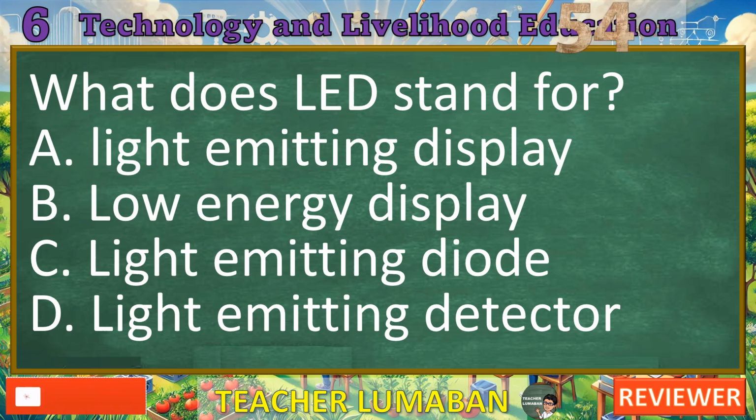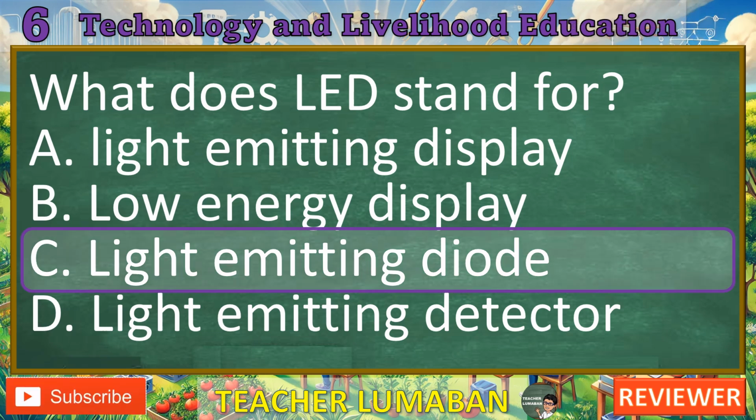5, 4, 3, 2, 1. The best answer is C. Light emitting diode. Explanation of each choice.